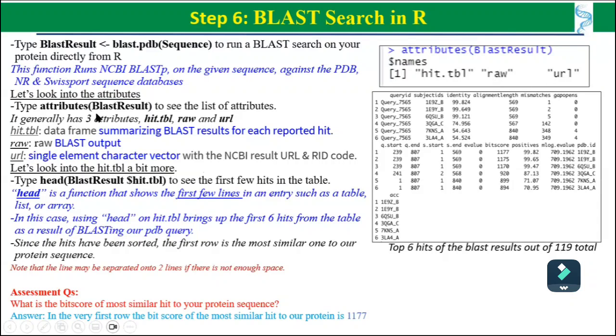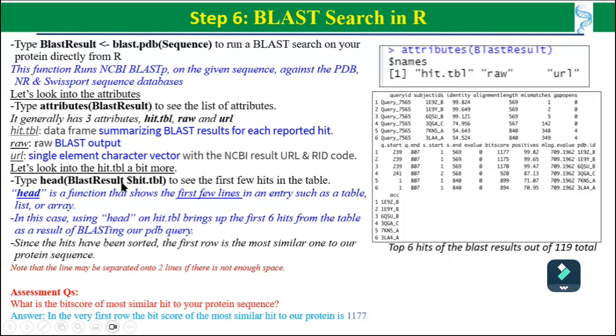So when I write attributes blast result, this is what I get. Now I want to see what information is contained in this hit.tbl. I will write another command, head blast result $hit.tbl. TBL is for table. If you want to see what is contained in RAW, then instead of hit.tbl you write RAW and you see what information is contained in there.